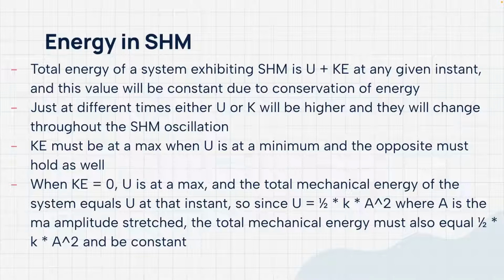So when kinetic energy equals 0, potential energy is at a max, and the total mechanical energy of the system equals potential energy at that instant. So U is equal to 1/2 kA squared, where A is the max amplitude stretch, and the total mechanical energy must also equal 1/2 kA squared. And assuming no external forces, that value of total mechanical energy will be constant.